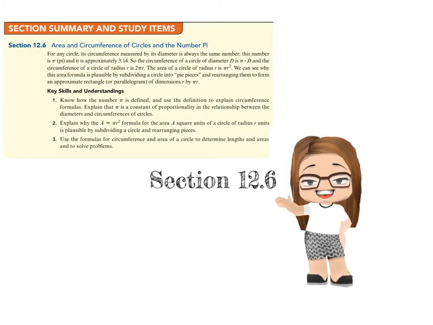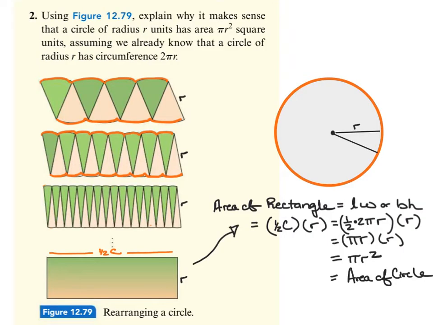For example, the circumference of a circle is 2 pi r, or pi times the diameter, and the area of a circle is pi r squared. We can see why this area formula is plausible by subdividing a circle into pie pieces and rearranging them to form an approximate rectangle or parallelogram. We have demonstrated that in one of our class activities as well as my first example.